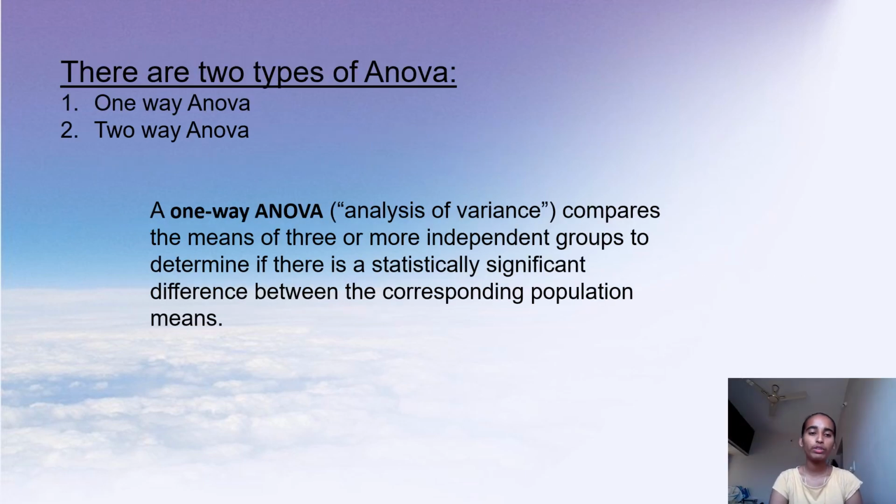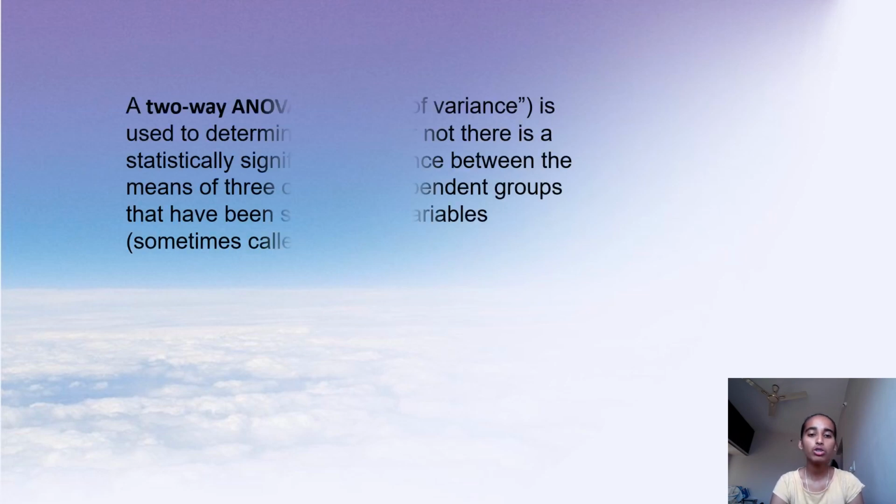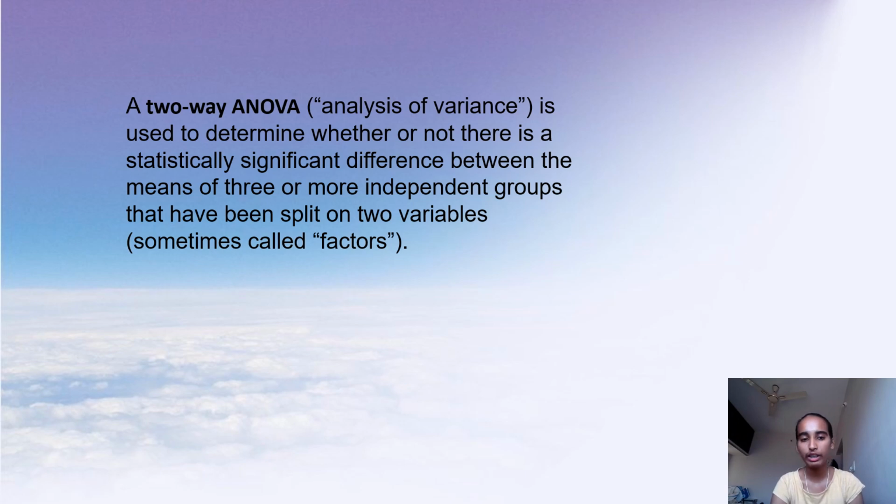There are two types of ANOVA, one-way ANOVA and two-way ANOVA. One-way ANOVA compares the means of three or more independent groups to determine if there is a statistically significant difference between the corresponding population means. A two-way ANOVA is used to determine whether or not there is a statistically significant difference between the means of three or more independent groups that have been split on two variables, sometimes called factors.